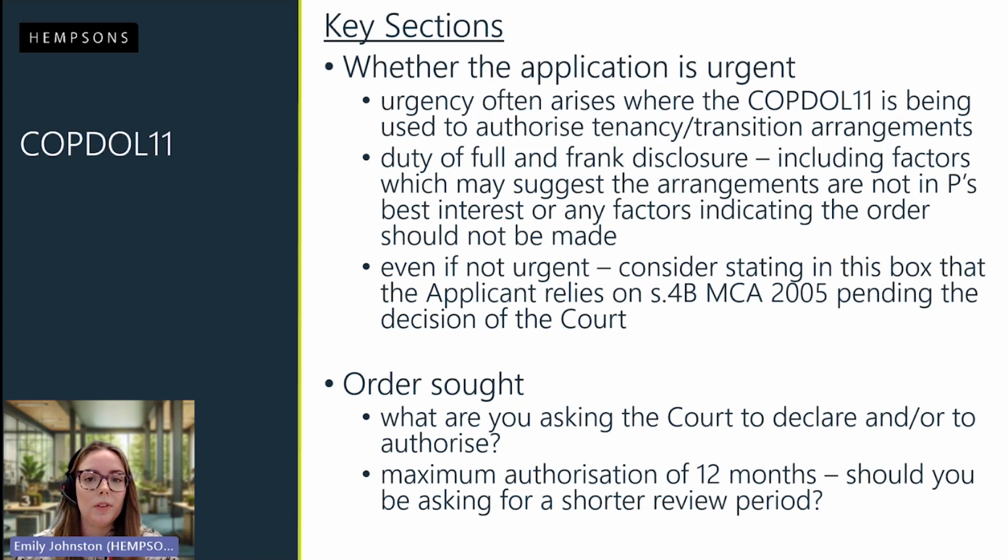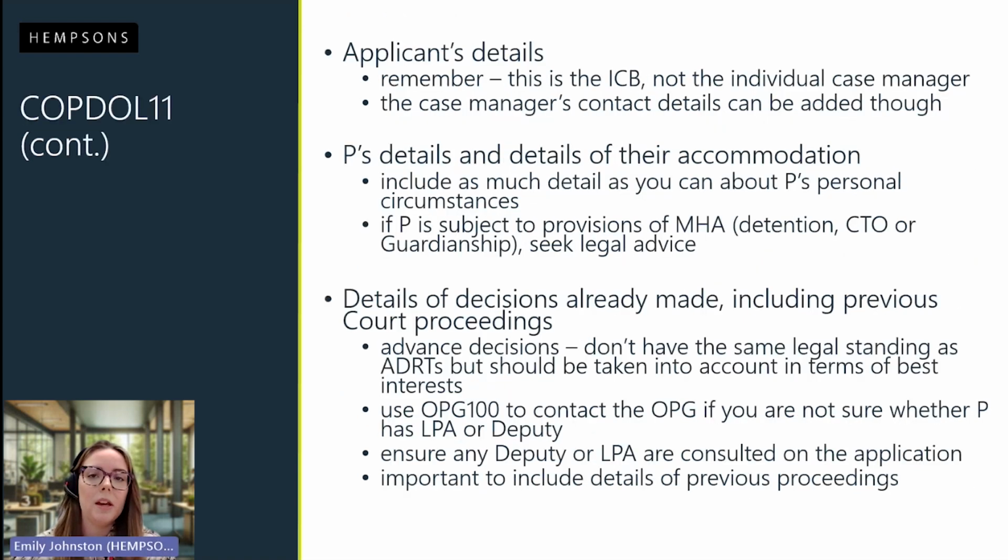The duration of the order would usually be a maximum of 12 months, but you may consider a shorter review period if you know that there will be a change in the short term that will make the care plan more restrictive. The applicant details will be the ICB itself, but you can add the telephone numbers and email address of the case manager dealing with P. P's personal details will then be added, which are quite self-explanatory.